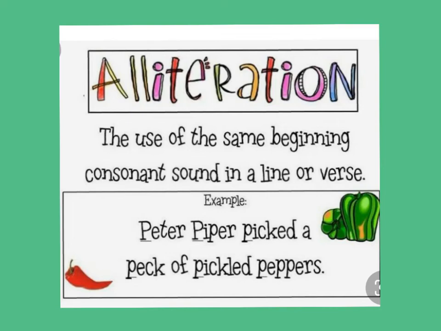The next type of figurative language we're going to learn about is something called alliteration. Alliteration is the use of the same beginning consonant sound in a line or verse. The example is one that I think you've probably heard. Peter Piper picked a peck of pickled peppers. Or if I say it faster, Peter Piper picked a peck of pickled peppers. The alliteration in that sentence is the letter P. P. It has the same sound.